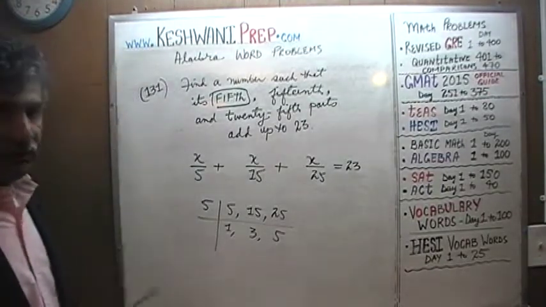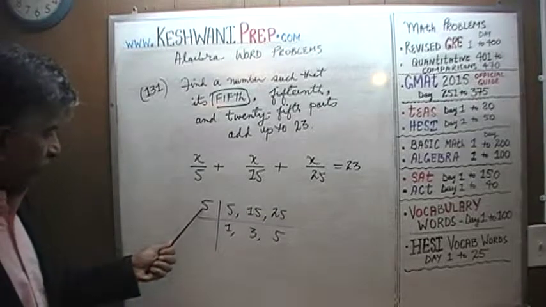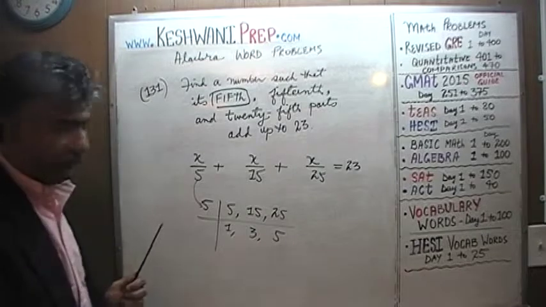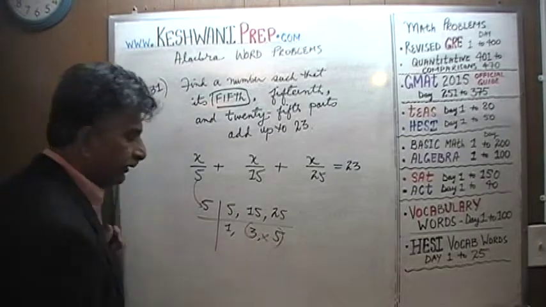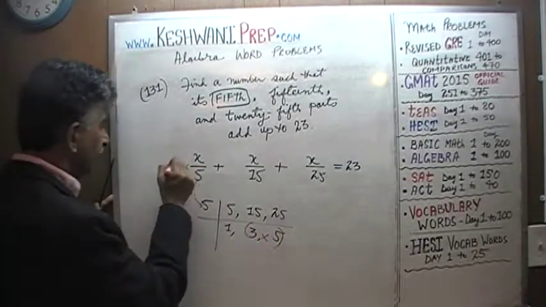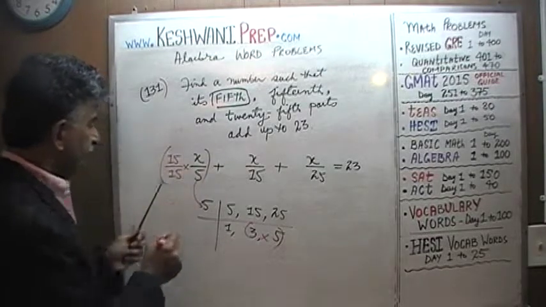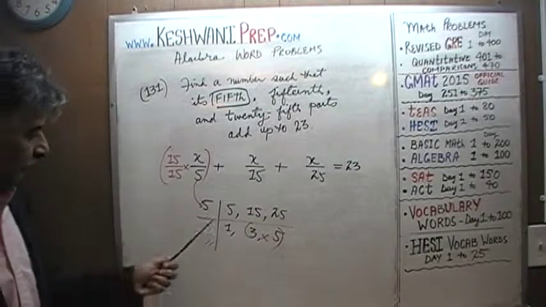How can we make this 5 into a 75? Well, that's pretty straightforward. We have a 5 here. We need 75, which means we need to multiply the top and the bottom by 15. And if you were to do that, now we have a denominator of 15 times 5, which is 75.